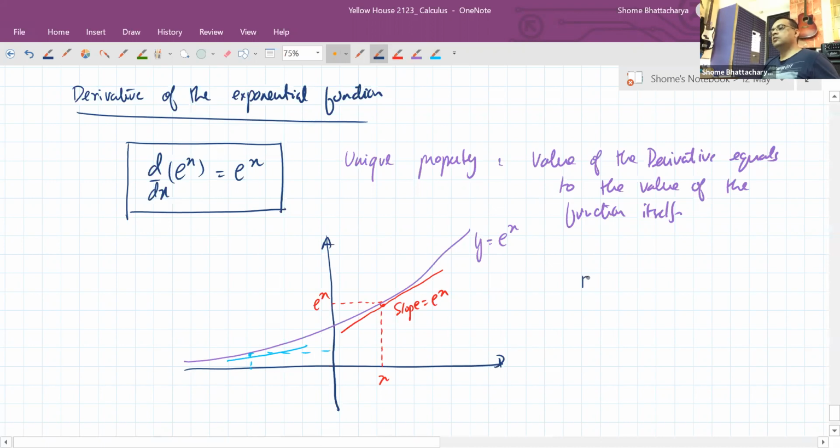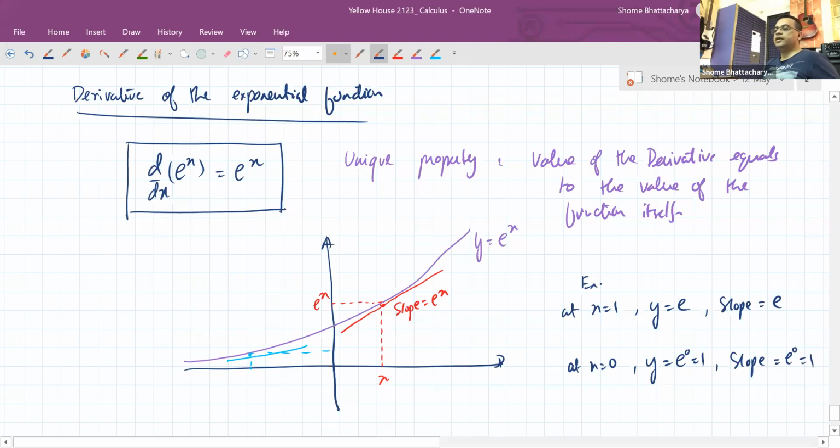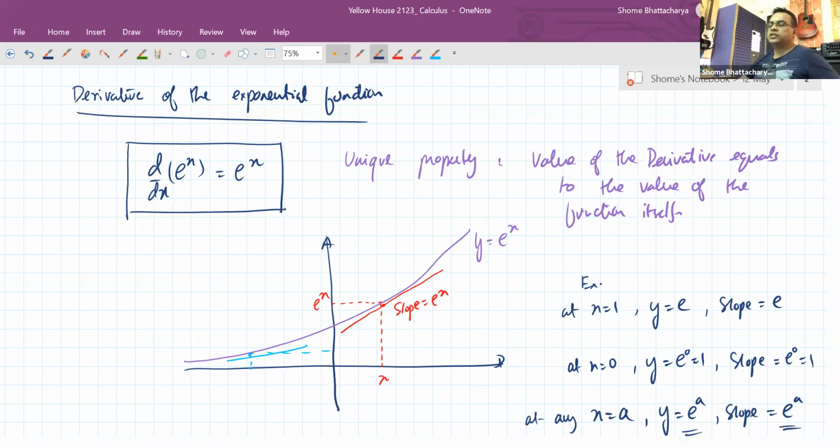So for example, at x equal to 1, the value of the y coordinate is e, and the slope is also equal to e. At x equal to 0, the y coordinate is e raised to the power 0, or 1, and the slope is also e raised to the power 0, or 1. So at any point x equal to a, let's say, the y coordinate is e raised to the power a, whereas the slope of the graph is also equal to e raised to the power a. So this and this are the same. This is a very unique property that only one function in mathematics has, and that is the exponential function. And that is why it is important as a separate category of function.